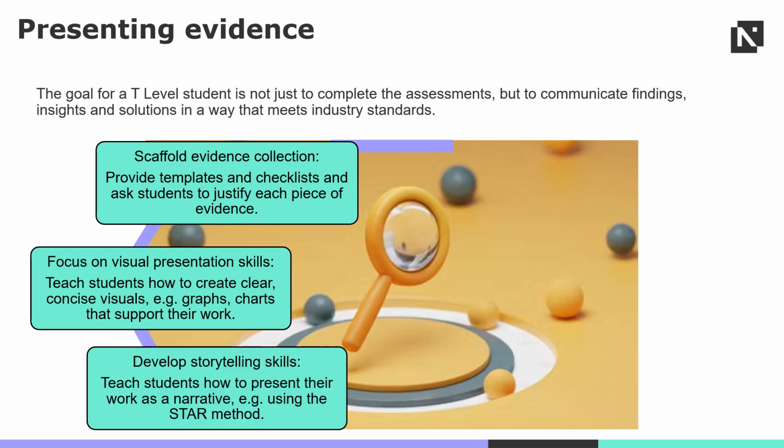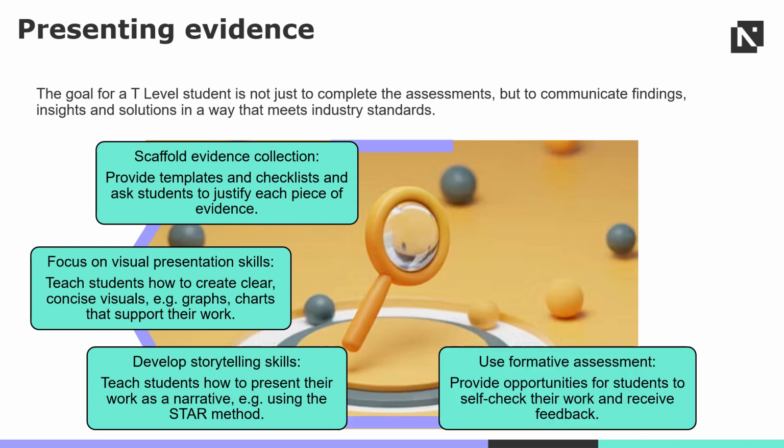Develop effective storytelling and narrative skills by teaching students how to structure their presentations as a coherent narrative, where they guide the audience through their thought process and evidence step by step. For example, using the STAR method: situation, task, action, result. And help students use this model to structure both their written evidence and oral presentations, and encourage them to tell a story with their data or technical solutions. For example, rather than simply presenting a data set, students could explain what the data tells us about a problem and how their solution addresses it.